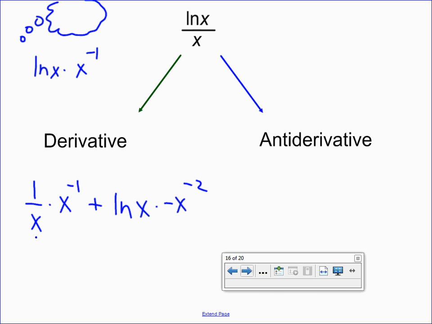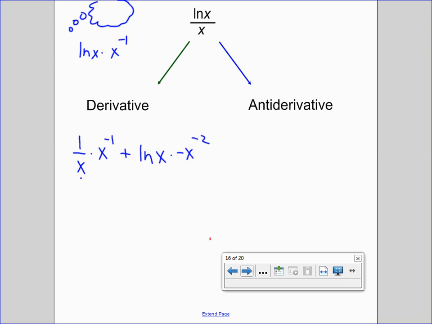Now this should look the same as if we had used the quotient rule. Let's do the quotient rule in red. This is good practice. The quotient rule applied to the original would be the derivative of the numerator times the denominator, minus the numerator times the derivative of the denominator, all over the denominator squared. So are these two equivalent?